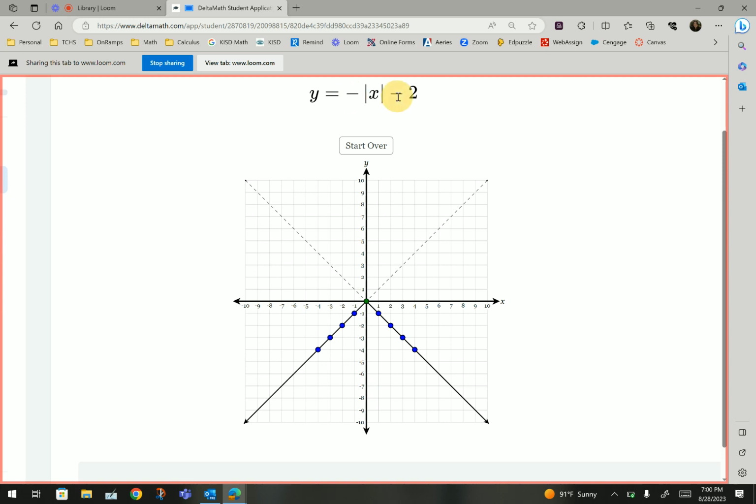What does this -2 do? That's on the outside. That means it is vertical movement. And when it's on the outside of a function, you do exactly what it says. So I'm going to grab this green button because it carries the entire graph, and I'm going to move down 2.